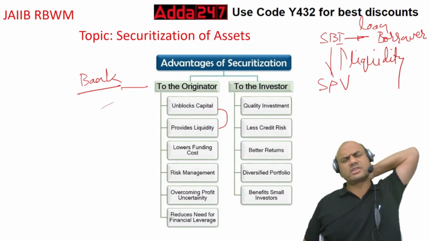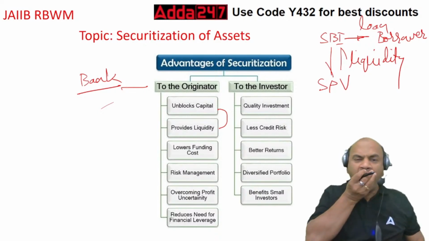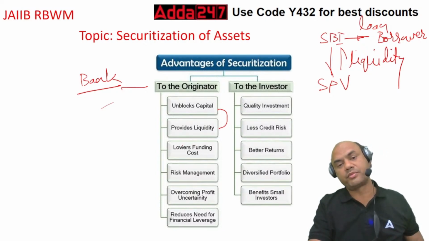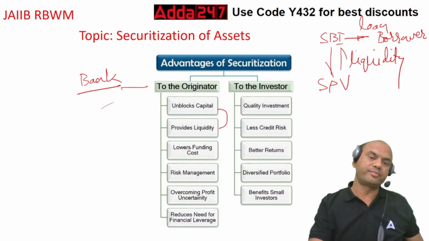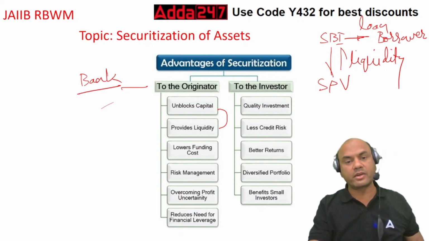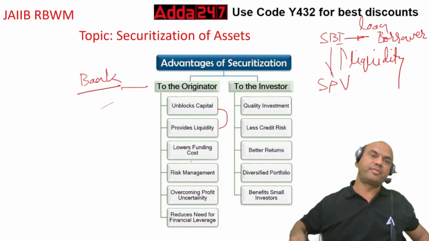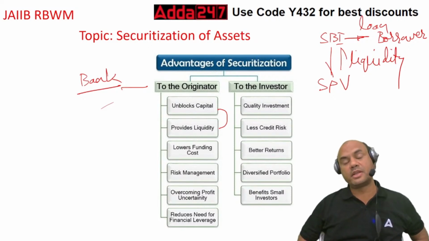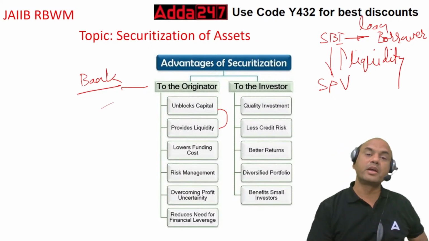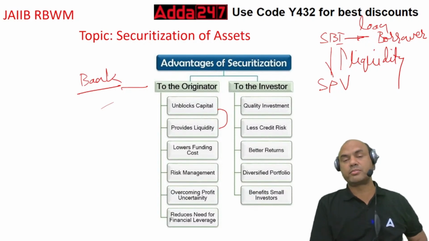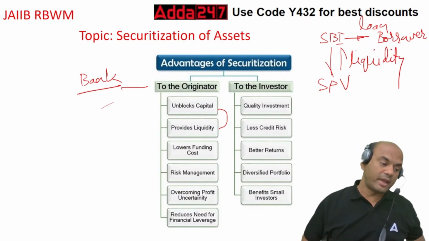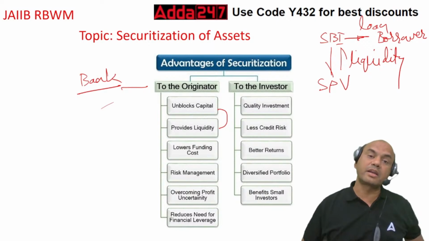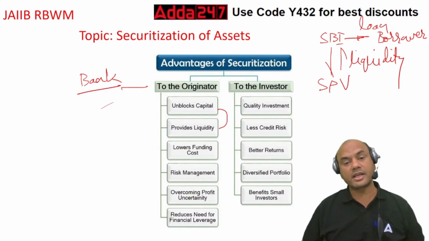Lower funding costs. These costs are very less as compared to your normal funding costs, bank loans and everything. These are quite lesser. So lower funding cost. Risk management. Okay, risk is managed. Why? Because look at it, your loan is basically converted into bonds. So this way the bank also benefits. And this SPV's risk is also managed. How? Using this, the credit rating agencies will manage the risk.